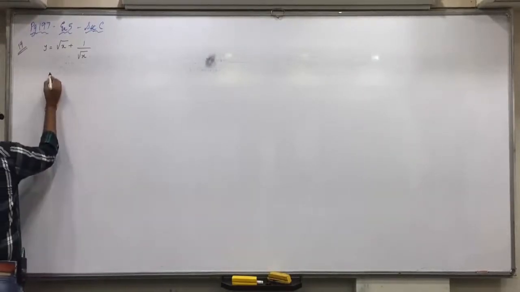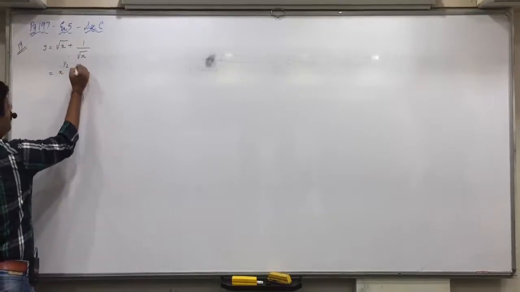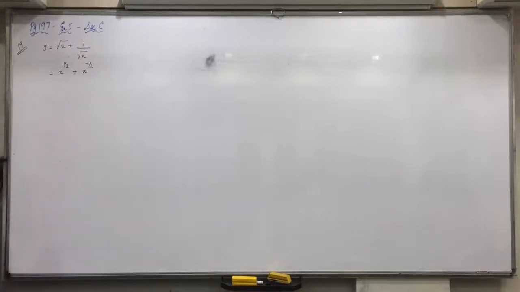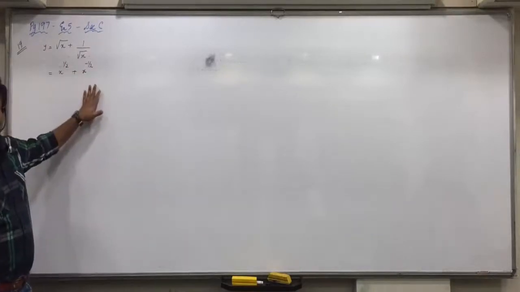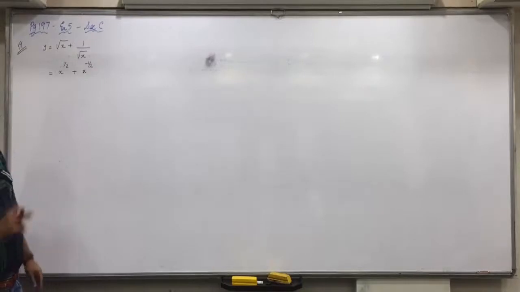First of all, square root of x we will write as x raised to 1 by 2, and 1 upon square root of x we will write as x raised to minus 1 by 2. In the denominator it's x raised to 1 by 2. If you bring it in the numerator it becomes minus. Any confusion in this?